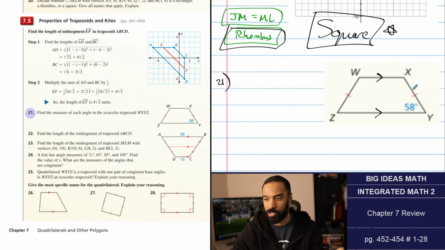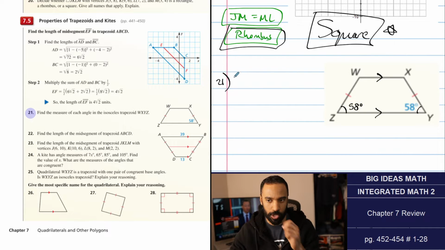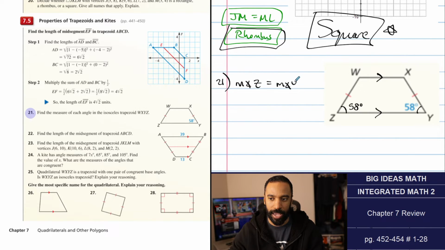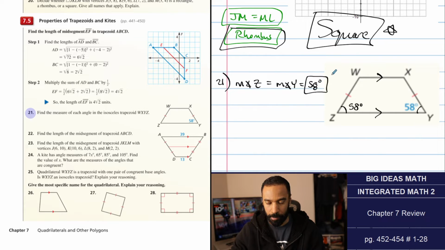It's important to note the difference because base angles, ones that are made from the same base, are going to be congruent to each other. Z is also going to be 58 degrees because it's going to be the same as the measure of angle Y. They are congruent in an isosceles trapezoid, mind you. Not any old trapezoid, but an isosceles one.